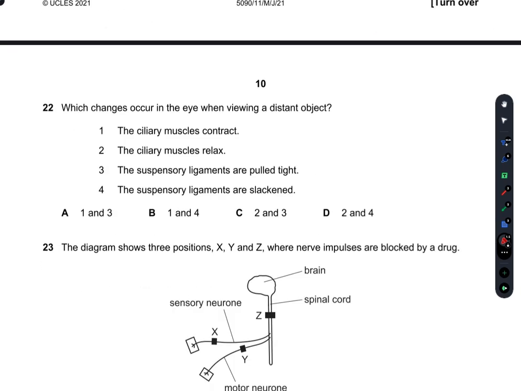What changes occur in the eye when viewing a distant object? The ciliary muscles contract? No, the ciliary muscles relax. Now the lens is less tense, because the muscles relax and the suspensory ligaments are pulled tight. Yes, the lens is less tense because of this. So only 2 and 3 are correct. C is the right option.